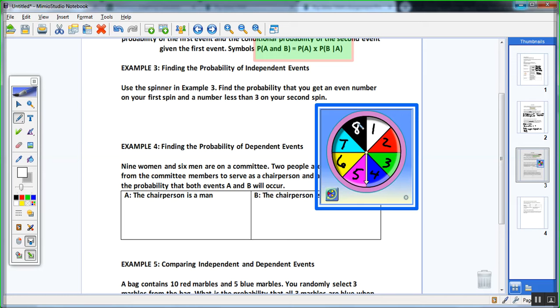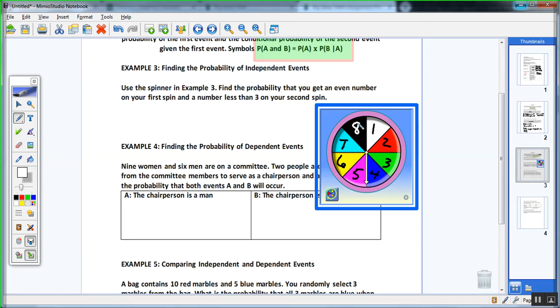All right. So here's an example. Example 3 says, finding the probability of independent events. It says use the spinner in example 3. That's the spinner that they provided. It says find the probability that you get an even number first, and then a number less than 3 on your second spin. Okay?